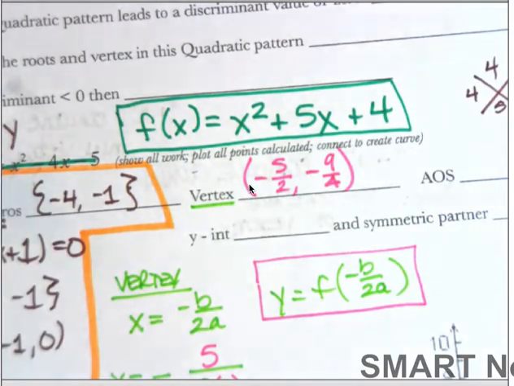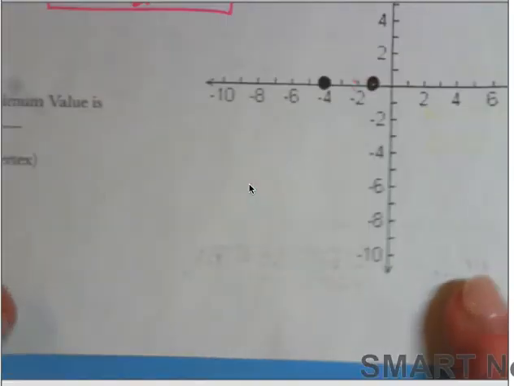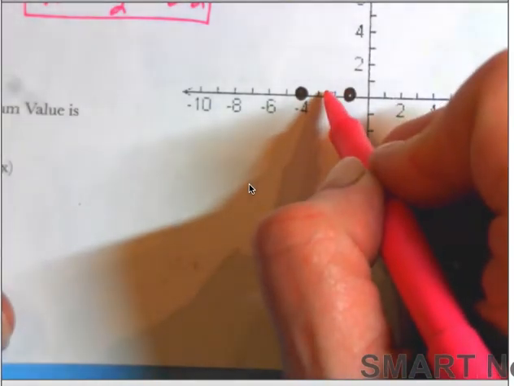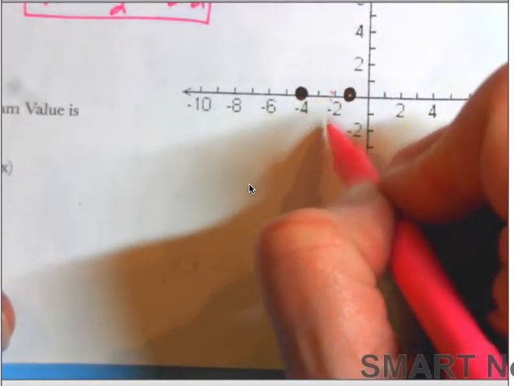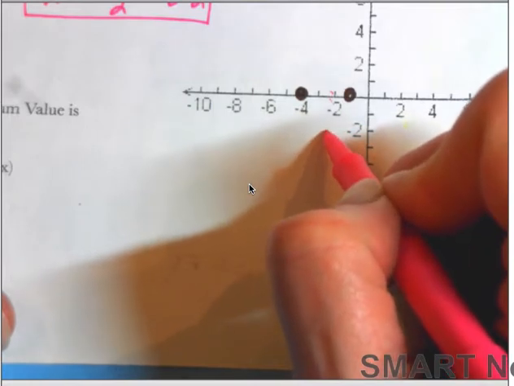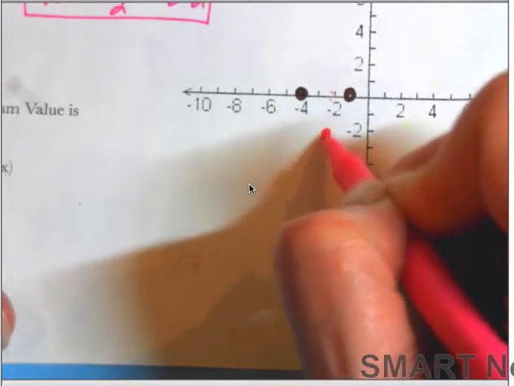And I'm going to now go back to my graph. So I've got -2.5, and I'm going to come down, let's see, that's 2 1/4. So I'm going to come down just a little bit past 2, and this doesn't have to be extremely exact, so don't get too carried away with it.